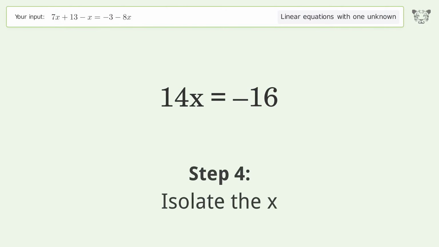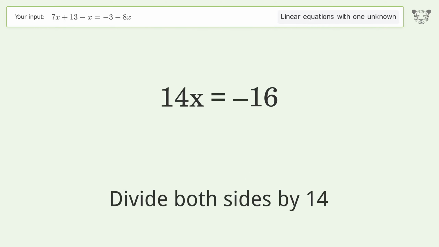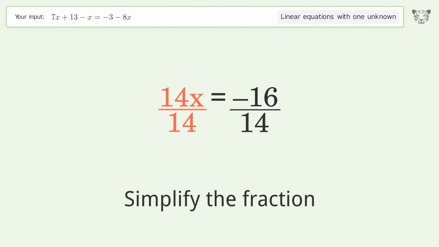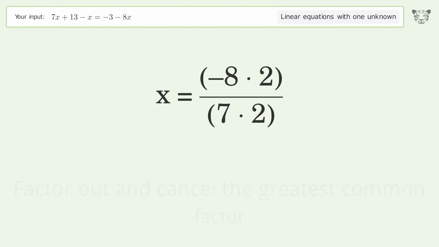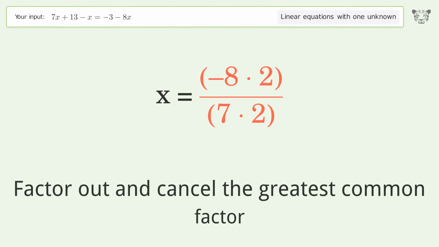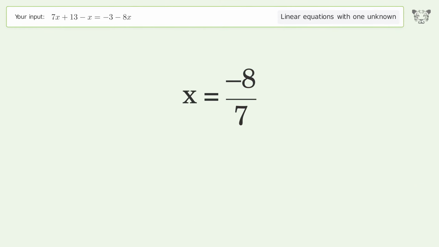Isolate the x. Divide both sides by 14. Simplify the fraction. Find the greatest common factor of the numerator and denominator. Factor out and cancel the greatest common factor. And so the final result is x equals -8/7.